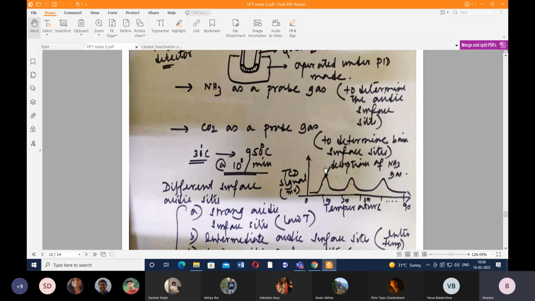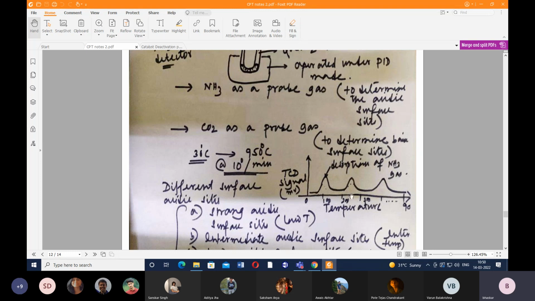We'll get three different peaks of desorption, that means desorption of ammonia. These three peaks appear at low temperature, at intermediate temperature, and at high temperature. There will be three different peaks, right? At low temperature, the peak would be desorption of ammonia, and low temperature means around 100 to 150 degrees Celsius.